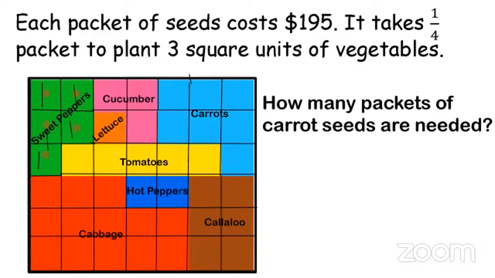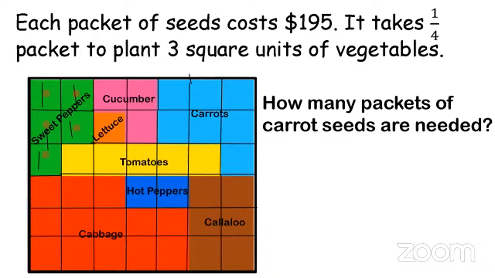Definitely. Because if a quarter plants 3, it means half will plant 6. It means 3 quarters will plant 9. And it means a whole packet will plant 12. Awesome. So definitely a whole packet can plant 12 square units of vegetables.